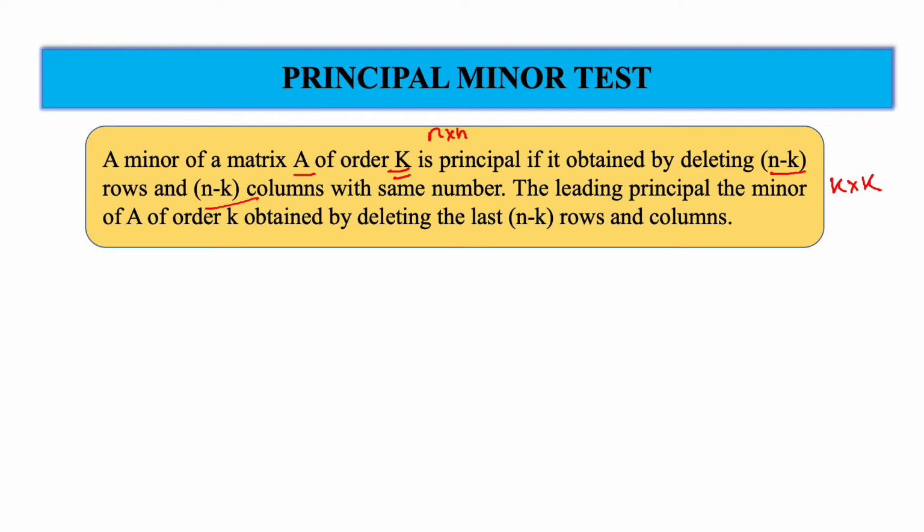The determinant of that matrix is called a principal minor. The leading minor of matrix A of order k is the minor of order k of an n by n matrix, obtained by deleting the last n minus k rows and columns. We will understand this by an example.